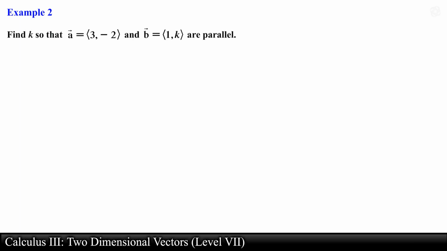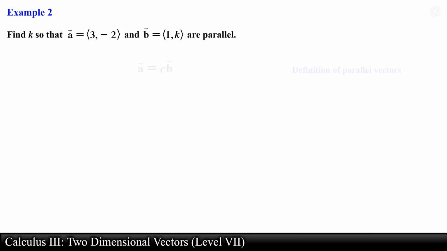Find K so that vector A and vector B are parallel. Alright, here we are given two vectors, and we are asked to find the value of K that will make both of these vectors parallel to one another. Notice that K represents the y component of vector B. We need to somehow set up a relation between both of these vectors that would be true if both vectors were indeed parallel to one another.